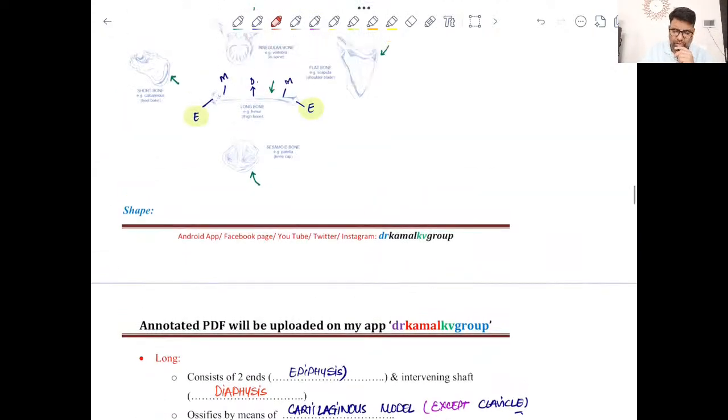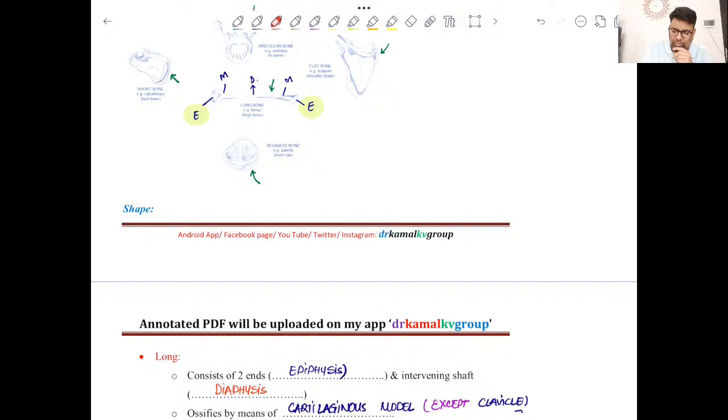Now, if you take a transverse section of a long bone, suppose we cut it like this, if the bone is like this, what we can see here is all cortex, so the outer part is all cortex, and in the center there is soft bone, that is the medullary cavity.